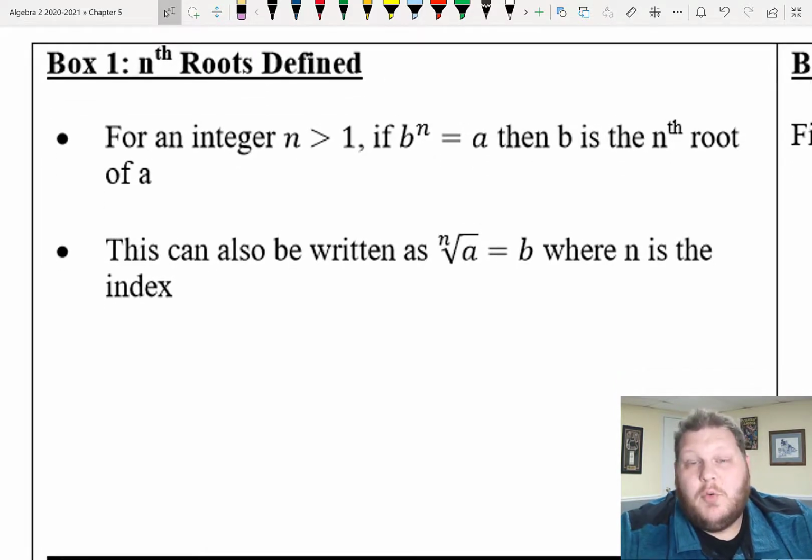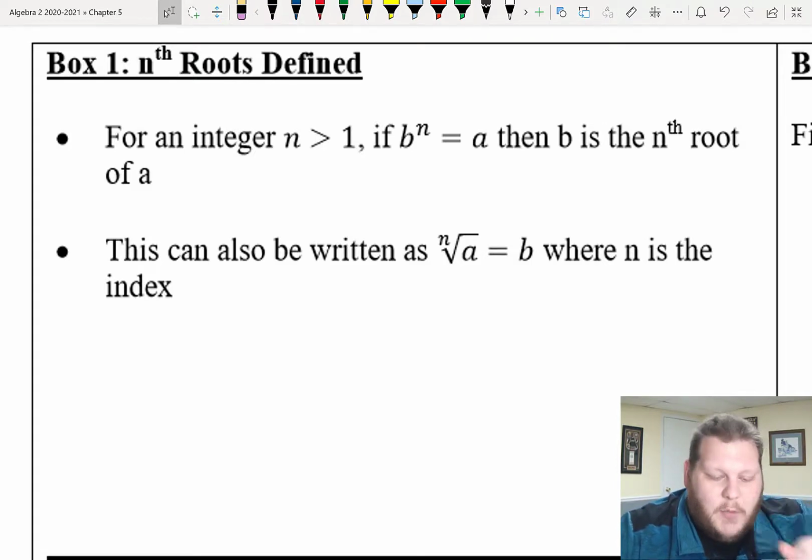Now we've done roots before, primarily square roots, and then we've messed around a little bit with some cube roots back in the beginning of this school year, but we've been doing square roots for years, right? We've been doing squaring and square rooting things for quite a while now.